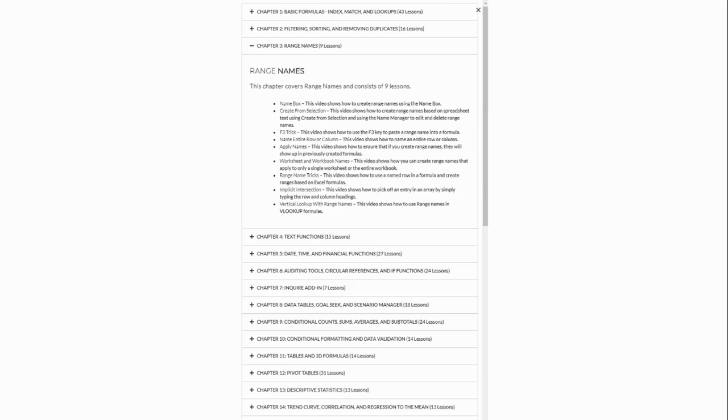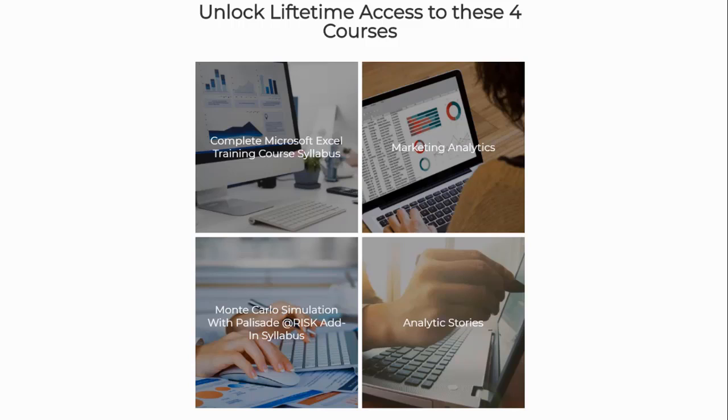Because I'll go back one here, you're not just getting one course; you're getting 4 courses. The top left one here, the complete Microsoft Excel course, is from his book that he's been writing for Microsoft. His marketing analytics course is from his marketing analytics book. And his analytics stories course is from his analytics stories book. And then the Monte Carlo simulation with Palisades is a very advanced course, and you would need the @RISK add-in.